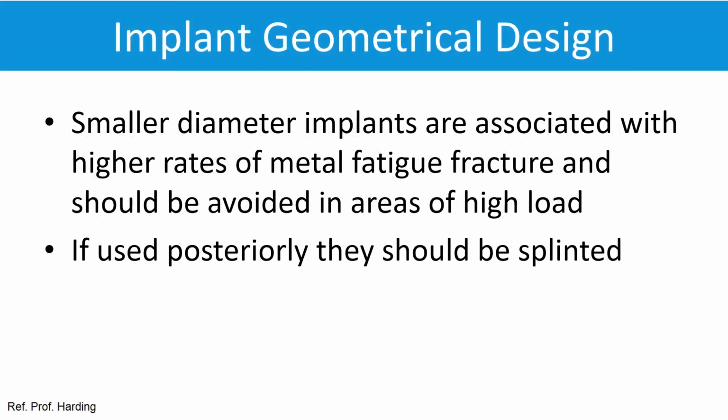I'm just going to bring this lecture to an end now by briefly mentioning the effects of implant geometrical design. And it should be remembered that smaller diameter implants are associated with higher rates of metal fatigue fracture, and that they should really be avoided in areas of high occlusal load, and in particular the posterior regions of the mouth. And if they are used posteriorly, then they should be splinted together so that they can resist occlusal loading more favorably.